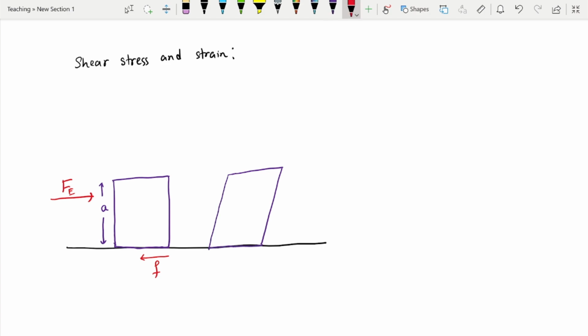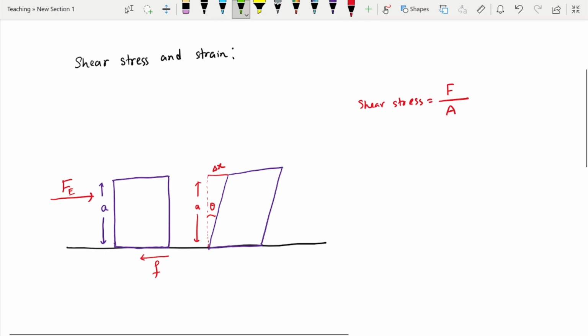Here we can see that there is an angular displacement of theta, and it moved forward a distance delta x, and obviously this part is a unit, because of the edge of the cube. So now what is the shear stress? Here the shear stress is force divided by area. Which area am I talking about? I'm talking about the area where the force is acting. So here the force is acting upon this part, this area, which is a square. So this is the shear stress.